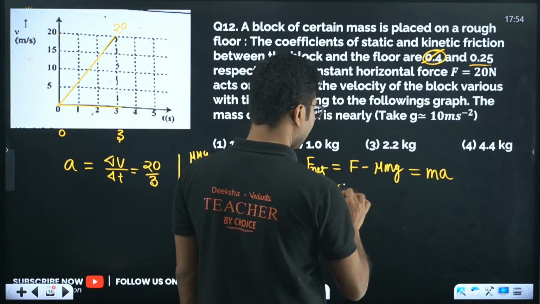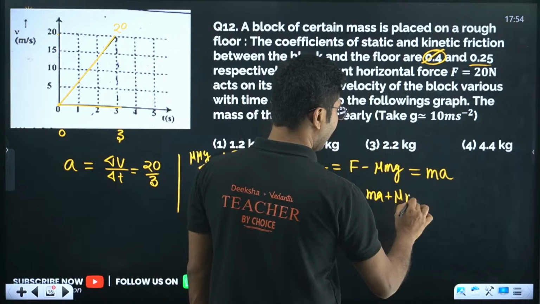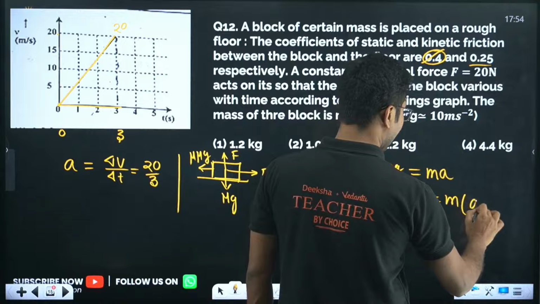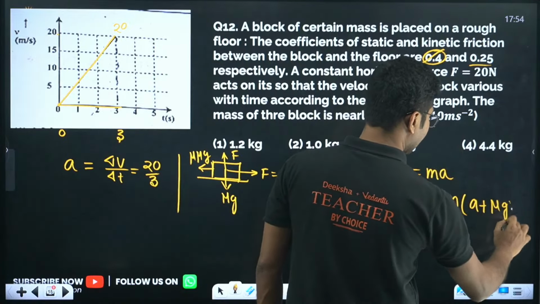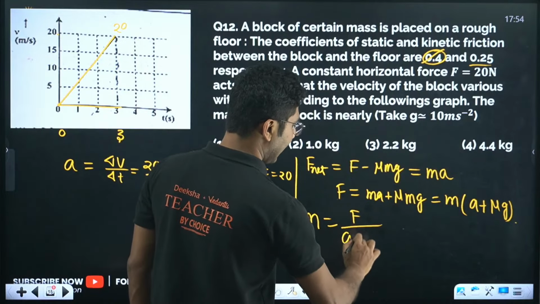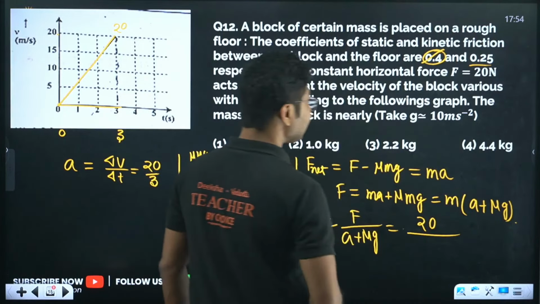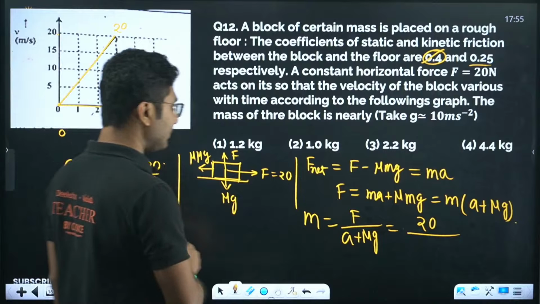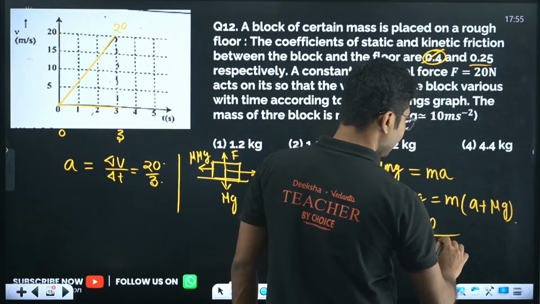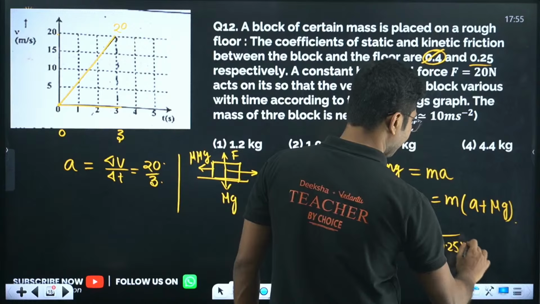From here we get that the applied force is ma plus mu mg. Now if you take m as common, you get a plus mu g, so the mass of the block is force divided by a plus mu g. So 20 Newton was the force, the acceleration of the body we have calculated is 20 by 3, and mu is 0.25 and g is 10.